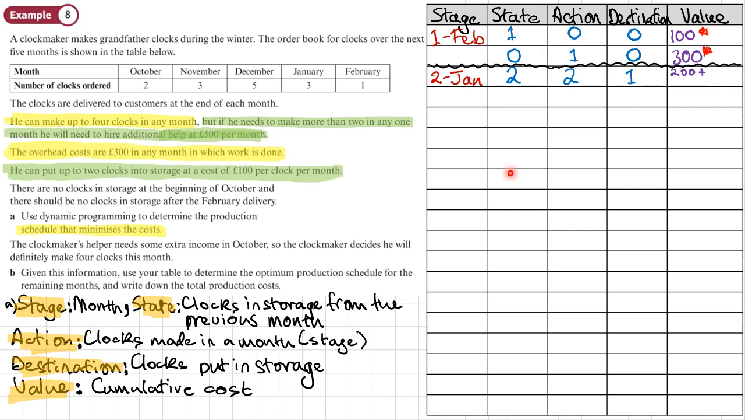Plus, we're making 2 clocks, so that's going to be our overhead cost of 300. And then we're going to have the storage cost of this 1 clock that we're carrying forward to the next month, and actually that's included here, so we just get the 1, we carry on here, and that's going to be 100. Now I'm going to rub out my working only because I don't have enough space, but I can see that this gives a value of 600. So I'll just rub that out and we'll put 600 in.